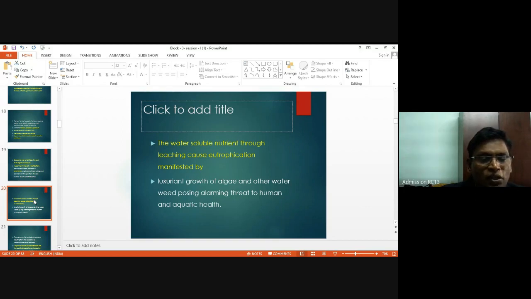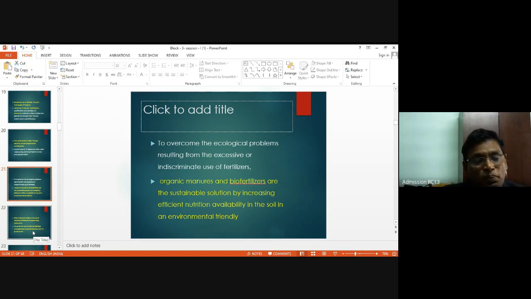Luxuriant growth of algae and other water weeds poses an alarming threat to human and aquatic health. That means in the aquatic body, wherever many other useful organisms, maybe fish, crab, or others, are there, it will affect them, and their survival will also become threatened.